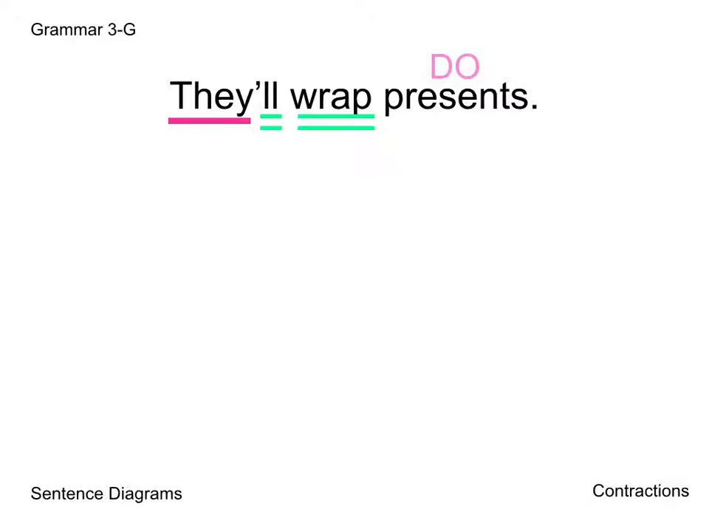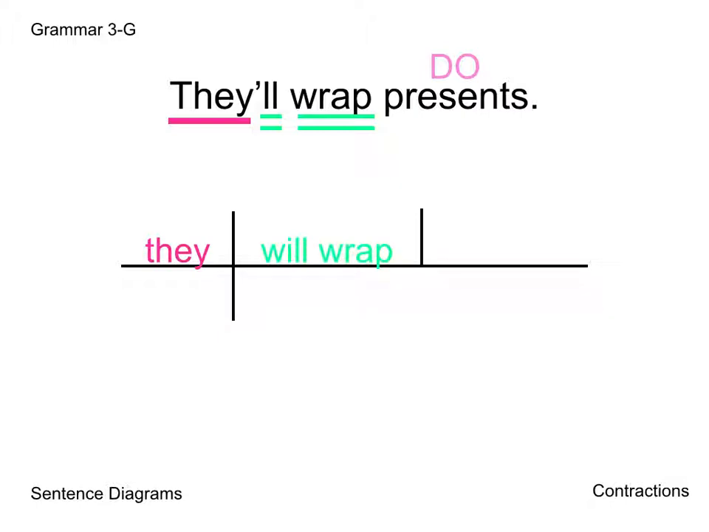main verb. Now we're going to make our diagram, and we are going to put "they" as our subject, "will wrap" as our verb phrase, and remember we've got that half line to separate out the verb phrase from the noun, which is the direct object, and put the direct object after that, which is "presents." And that's how you will diagram a sentence with a contraction and a direct object.